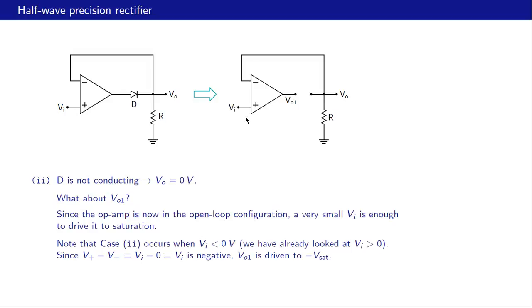And that Vi has to be negative because we have already considered the other case when Vi was positive, in the last slide. And that means V plus is negative, V minus is 0. So therefore the op amp is going to get driven to minus Vsat. And that is what VO versus Vi would look like in this case. VO is simply 0 when Vi is negative.